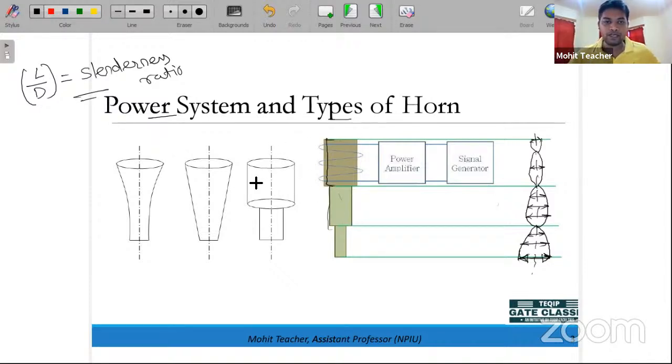These horns are available in different types. We can use a step size, or we can use a taper section, like this taper, increasing the diameter. So these are the three types available. It is maximum here because we manufacture according to the L by D ratio, which should not be greater than 20. It should be less than 20. If you go beyond that, there may be a possibility that these vibrations can be of this type.